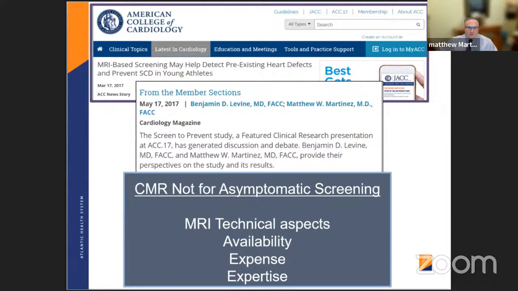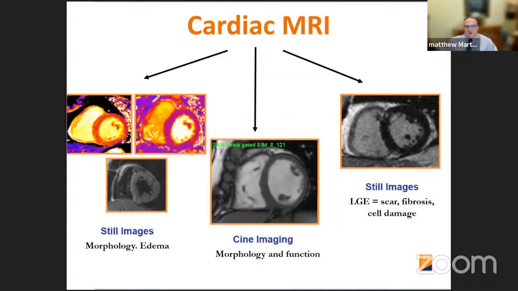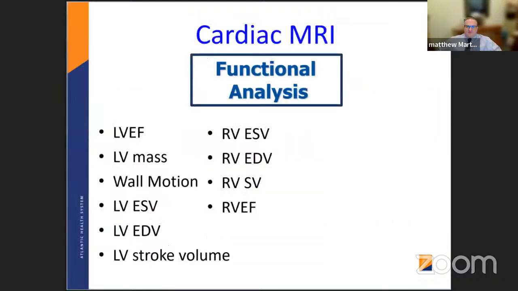So how the images are obtained impact how the reader can interpret them, and then understanding the physiology that goes underneath that can lead to challenges and can often lead to athletes being harmed. Now, cardiac MRI, I think about at least in this realm, as coming in one of these three pieces. We'll talk about still images in a minute and whether it's scar or morphology or edema. But cine images, morphology, and function are really the workhorse of cardiac MRI.